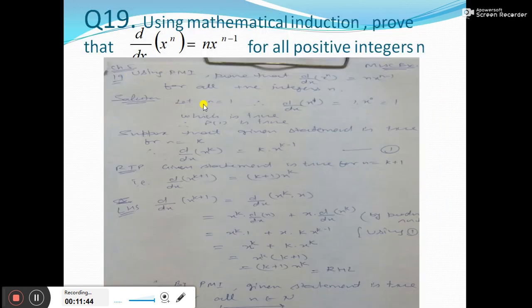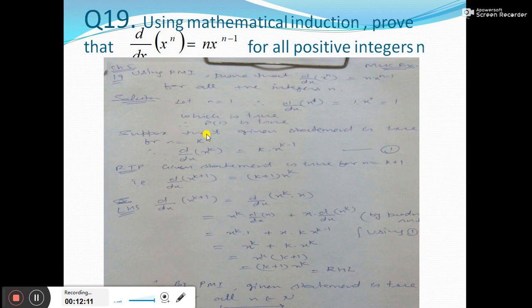That means here n is equal to 1, therefore it becomes derivative of x power 1. Because n is here 1, then it becomes n into x power 1 minus 1, that is equal to x power 0, that is equal to 1. Therefore P1 is true.